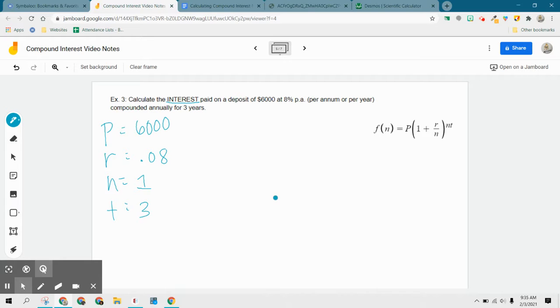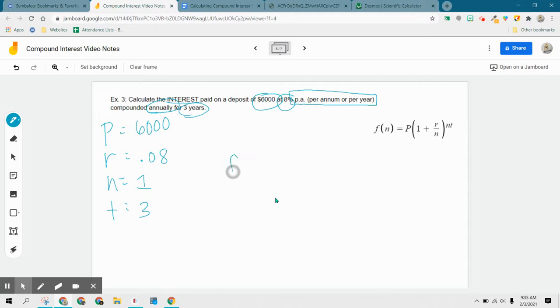All right, we have something a little bit different here. We also have some new wording. Okay, this is not changing anything. This 8% per annum, it's not anything that's changing what's happening in our problem. So we still have an 8% interest rate. We have a principal of $6,000. You can see my numbers over here. Compounded annually. Annually means 1 time per year. So that's why N equals 1, and our time is 3 years.